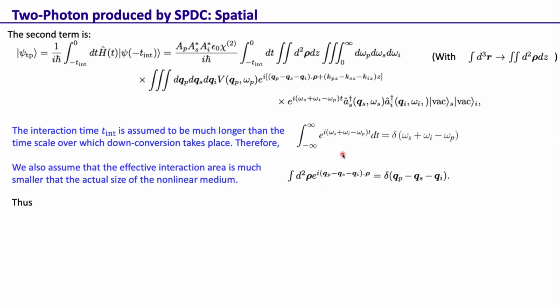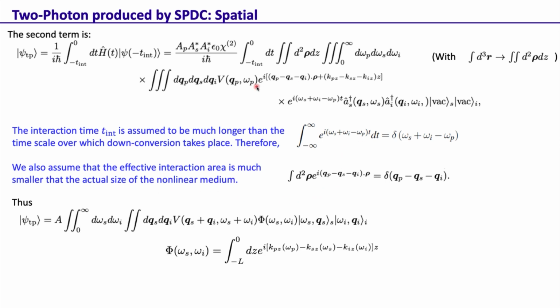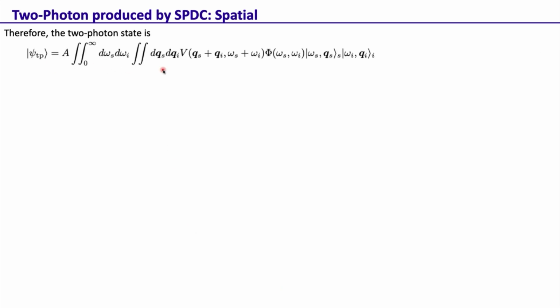So with these two assumptions, if we put in this expression, then we can see this second term, or the two-photon state, takes this form. And again here we have used phi to represent the phase matching function. So that is the two-photon state we have in the most generic sense. Here we have dqs, dqi, as well as omega s, omega i. So that's the most generic state, but we can take some special cases.